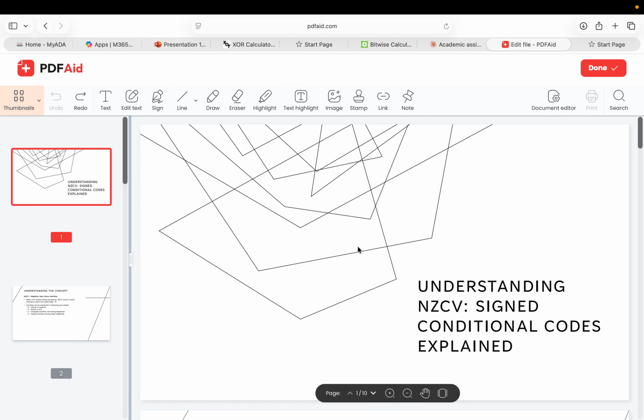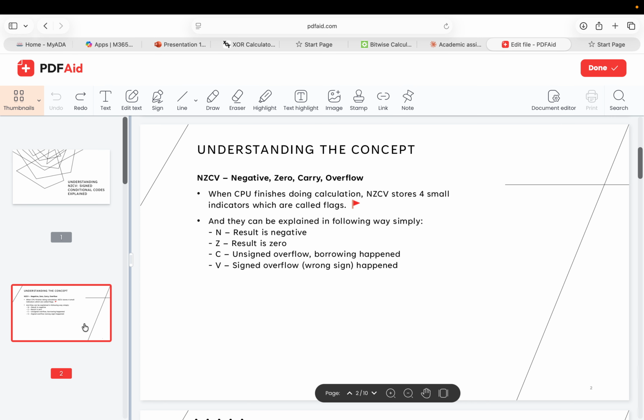Hello everyone. In this video, we're going to explain the four flags that are used to define the result of the calculation at the CPU level, which are the negative, zero, carry, and overflow flags, and see examples of how they work. So let's start by understanding what those flags are.